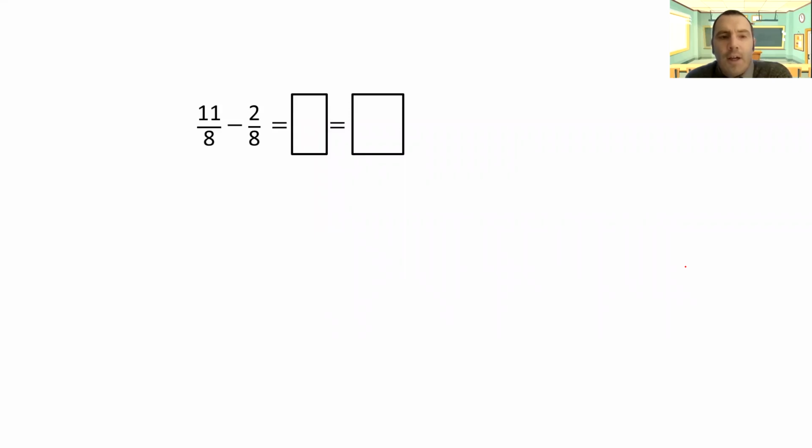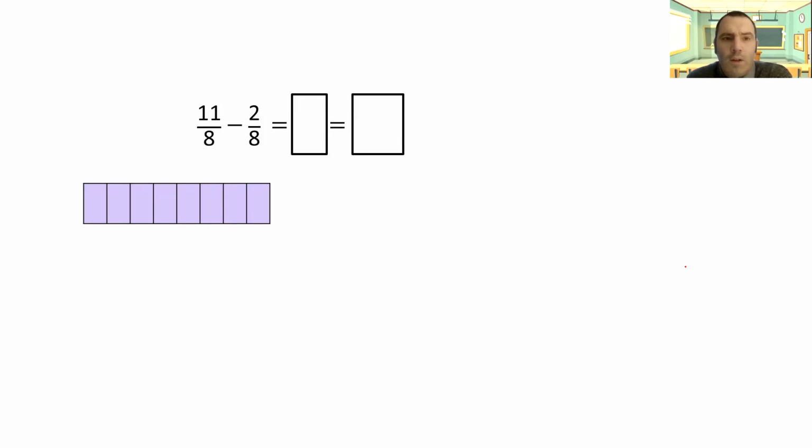So have a go with this one. We've got 11/8 take away 2/8. So we're subtracting this time. It's exactly the same process. The denominators are the same. So we just need to look at the numerators.